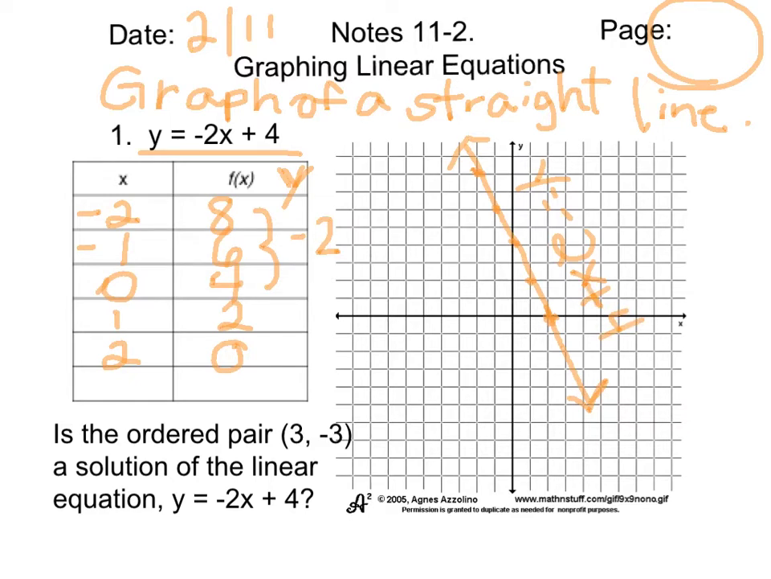The last thing that this question asks us is, is the ordered pair 3, negative 3 a solution of this linear equation? So what I'm going to do is substitute the negative 3 in for y, the positive 3 in for x, and do a check of a solution. Does negative 3 equal negative 6 plus 4? And it absolutely does not. So the answer to our question is no.